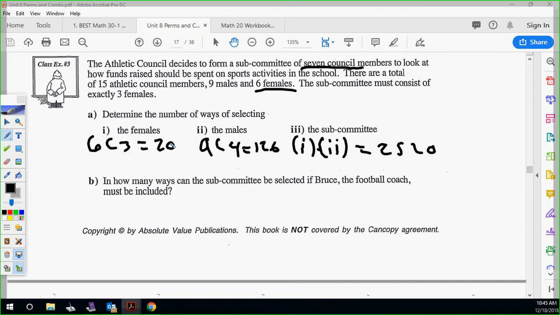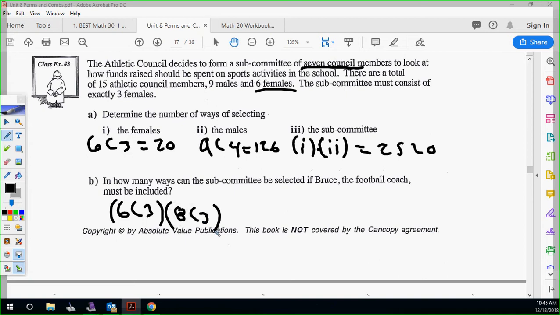How many ways can a subcommittee be selected if Bruce, the football coach, must be included? So what does that change? The girls don't change. It's still 6 choose 3. What changes with the boys? 1 less.